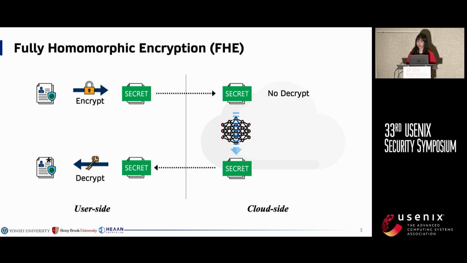To keep their private data, users can employ fully homomorphic encryption. FHE allows the cloud server to compute the data without decrypting it. Therefore, users can protect their data through FHE even if the attacker is on the cloud side.